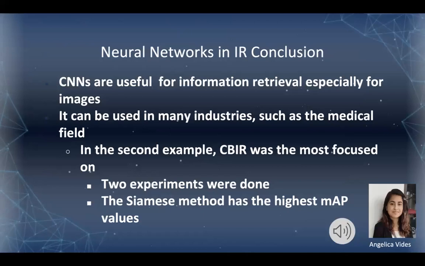Two experiments were done. The first experiment just explored the feature extractions with CNNs, and it used 12,000 images and 6 body parts. While the second experiment compared the Siamese framework with 2 CNN-based hashing methods, which were CNNH and DNNH. And in this experiment, 199,000 images and 4 body parts were used.